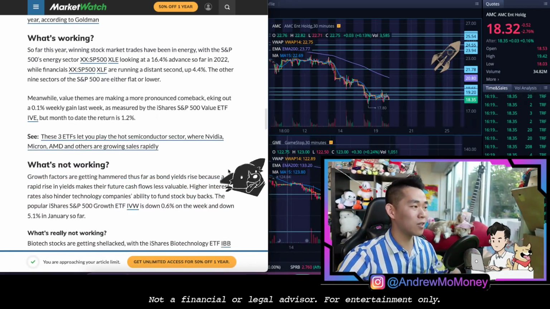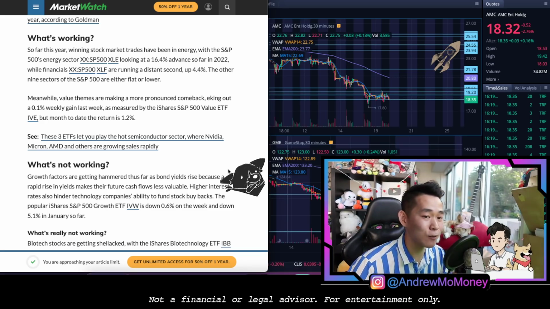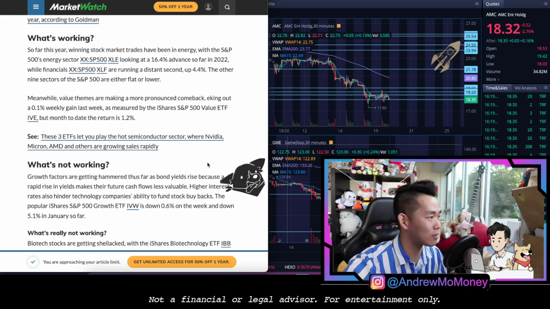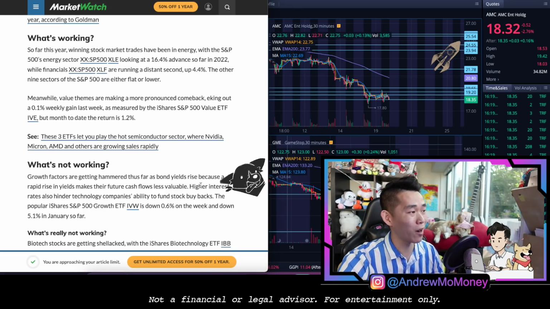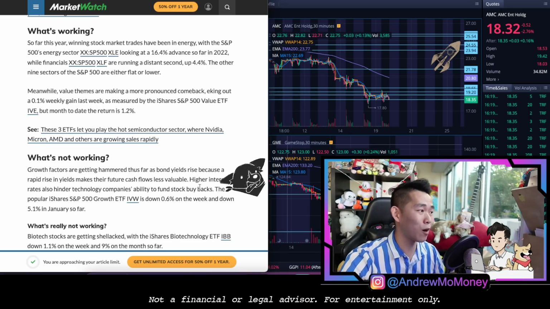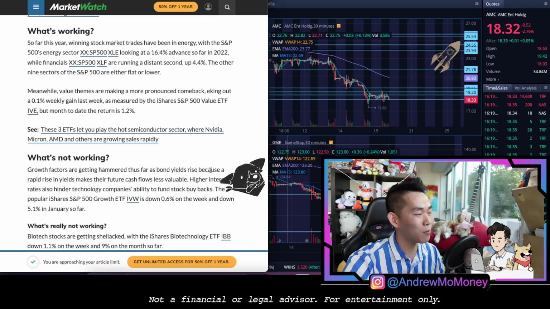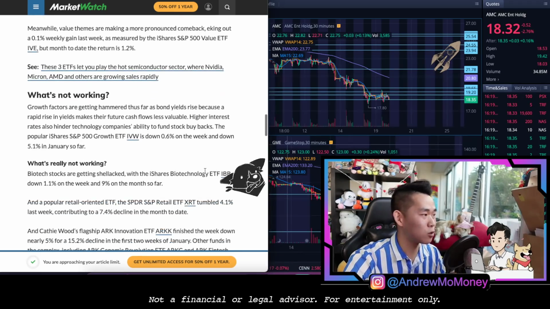So far, winning stock market trades have been in energy, with the S&P 500's energy sector looking at a 16.4% advance so far, while financials are running a distant second, up 4.5%. The other nine sectors of the S&P 500 are either flat or lower. Meanwhile, value themes are making a more pronounced comeback, eking out a 0.1% weekly gain last week as measured by the iShares S&P 500 Value ETF, IVE. But month to date, the return is 1.2%.